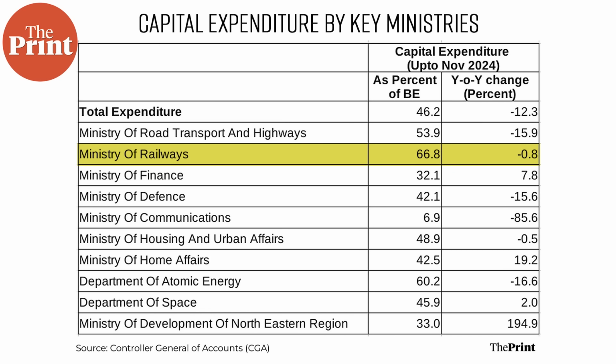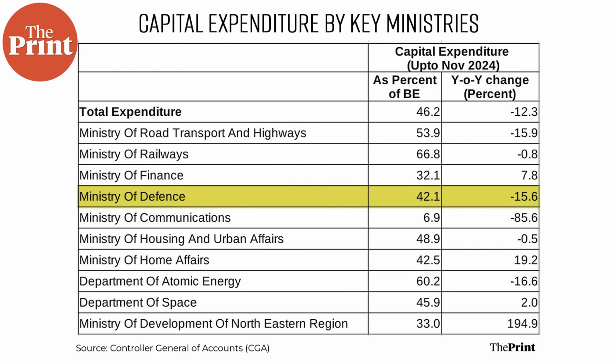On the other side, railways have performed well in terms of capex spending. It's just like a 1% decline from the April to November period of last year. Defense again has not done well. So we need to understand what is holding back central government capex, because in July, September, and again in October, November, the overall April to November period is 12% lower as compared to the previous year.